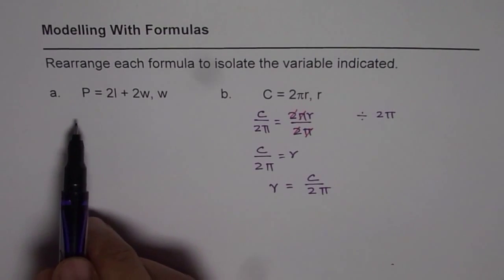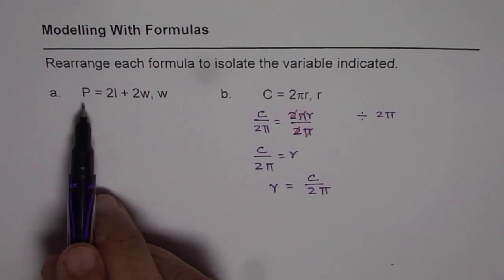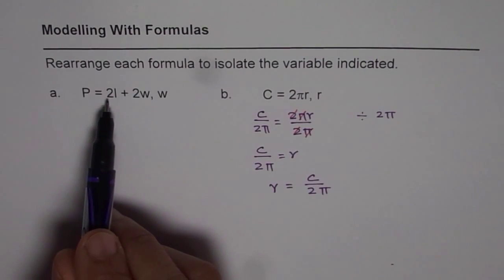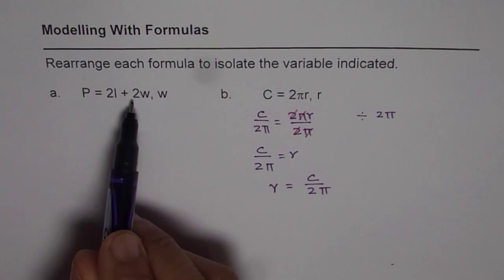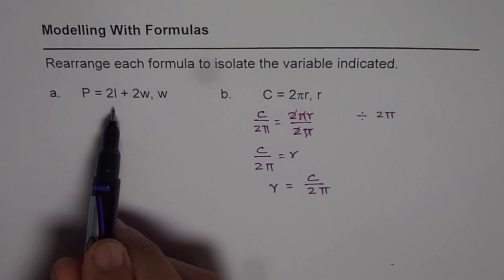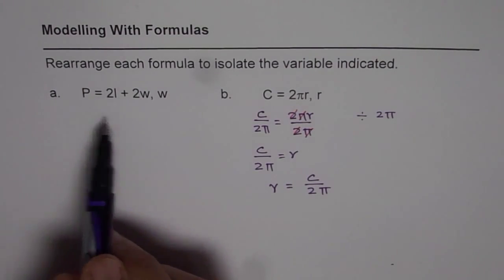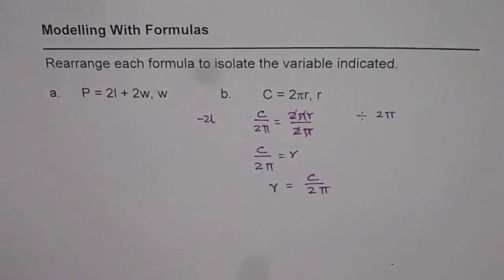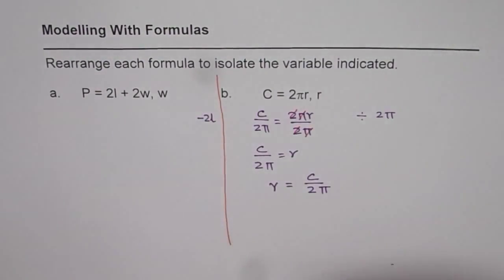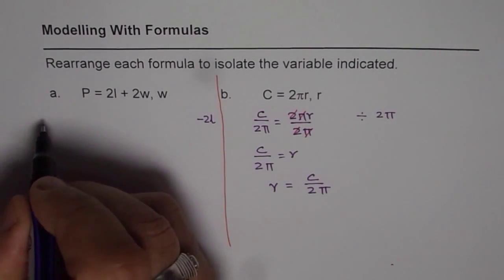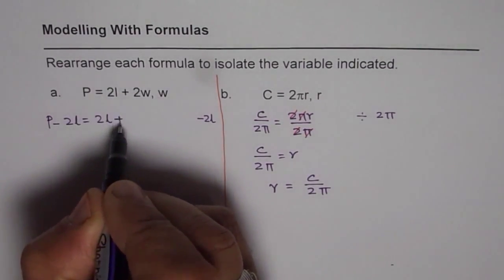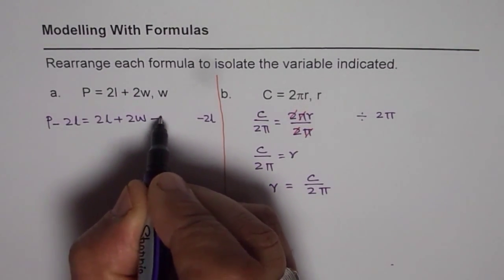Now let us see how to isolate width from the perimeter of a rectangle. In this case, we do not want 2 times L that is added to 2 times W. So the first step should be taking away 2L from both sides. That is to say, we'll do minus 2L on both sides, correct? So if we do that, what do we get? We get P minus 2L equals twice length plus twice W, which is given to us, minus 2L.